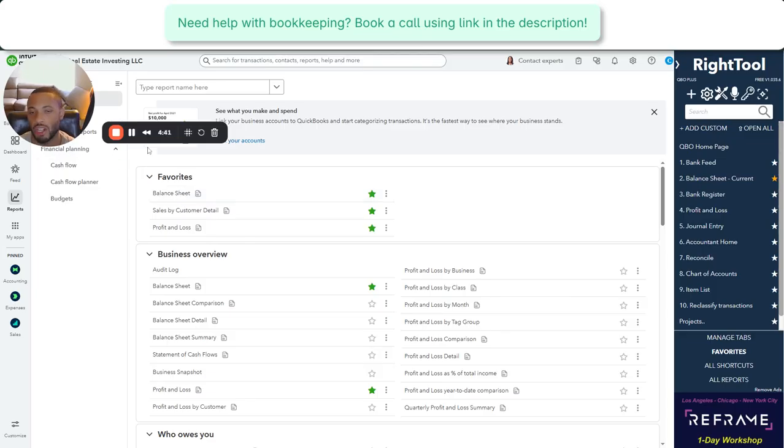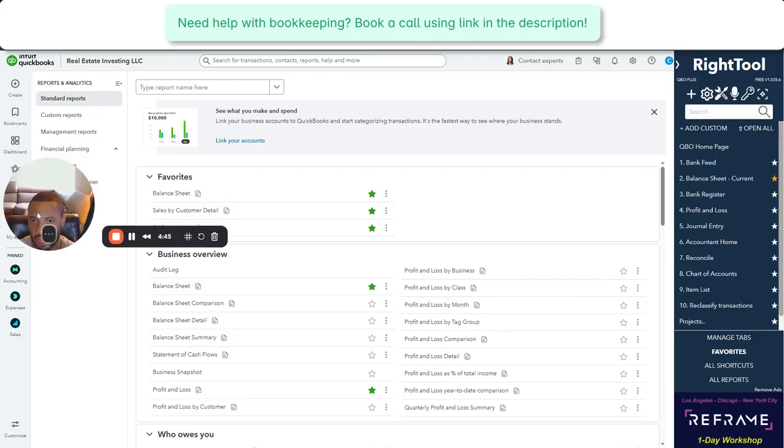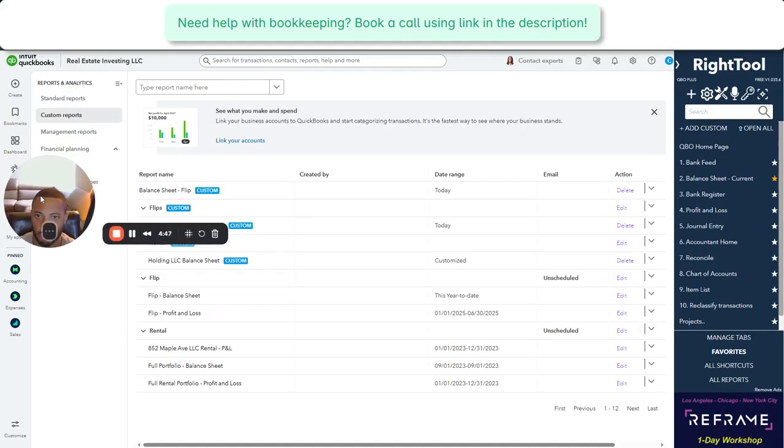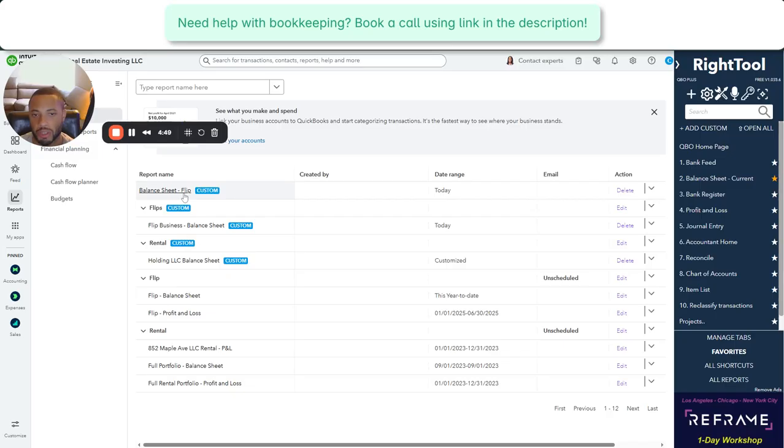For the purposes of this video, we're going to be looking at a custom report, a report that I've already created just for the purposes of this video. A custom report is basically any other report that's on that list, and you're customizing it to have specific features, specific ways of being able to view the report. So we're going to look at a balance sheet for a rental holding company.